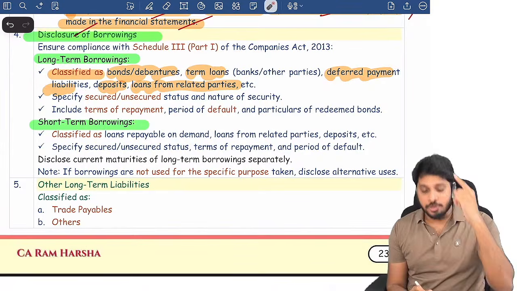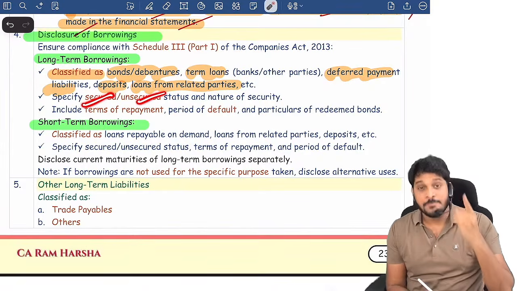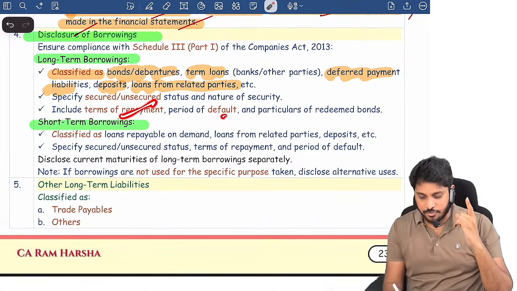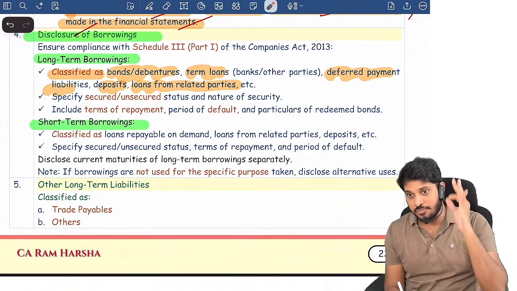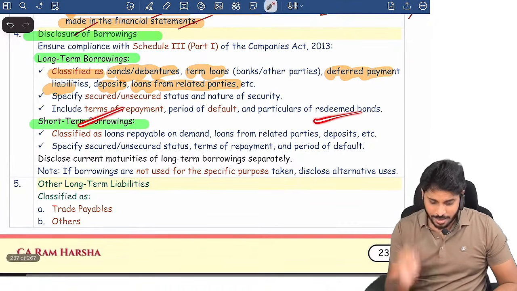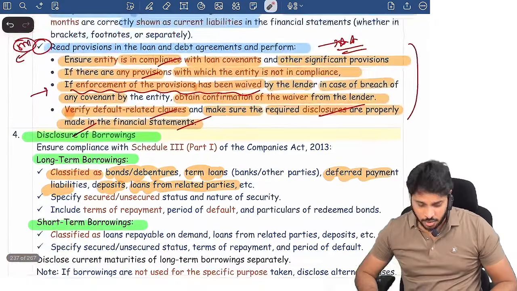Further, we should give breakup on secured or unsecured. We should also give details about terms of repayment, and if there is any default, the period of default, that also we should see, and all that. That's it, guys. Okay, next.